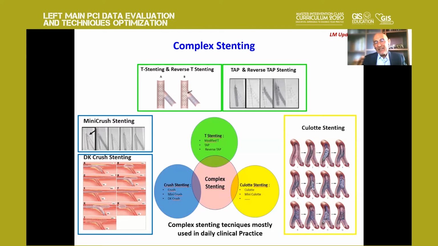We do not have data, just small data coming from DK crush studies showing that DK crush can be superior to culotte or to provisional, but I think it is not enough to change our habits today. We need more data, because these studies are coming from a center who invented the DK crush. Then we need another study without any bias confirming these data again.